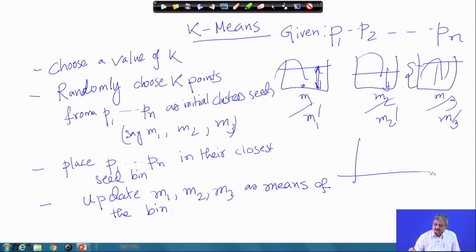So, for example, M3, and say after the first iteration this is one bin, this is one bin, this is one bin. You throw away M1, M2, M3, take the center point of each bin, and take that as your M1 prime, M2 prime, and M3 prime. Bins.